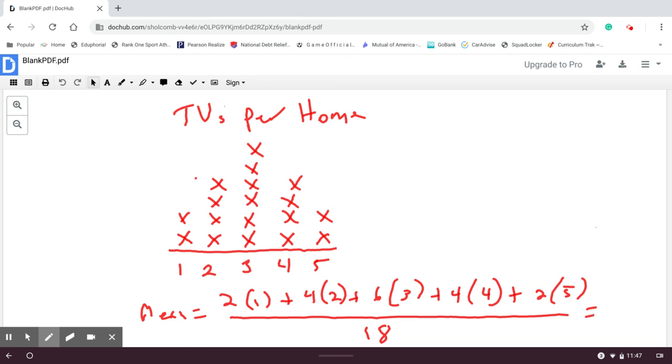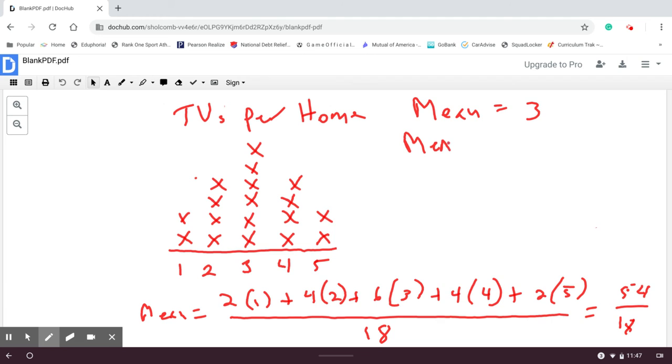And this will give us our mean. So you add all those up and you end up with 54 divided by 18, which is 3. So my mean is equal to 3. Hopefully y'all saw how that was figured out pretty quickly. It's not that hard. It's just a different way of looking at it.